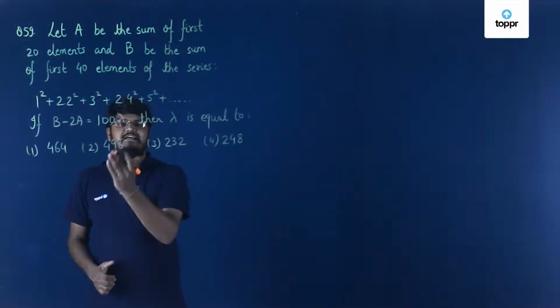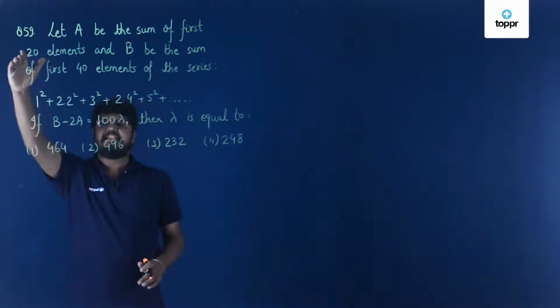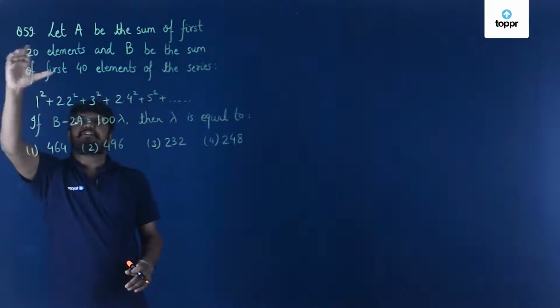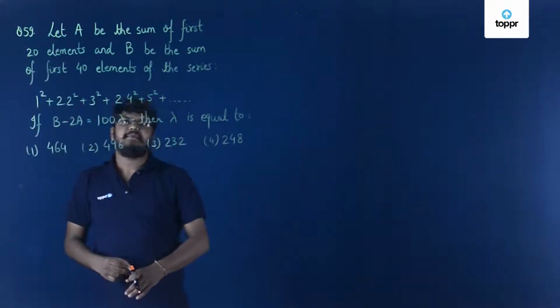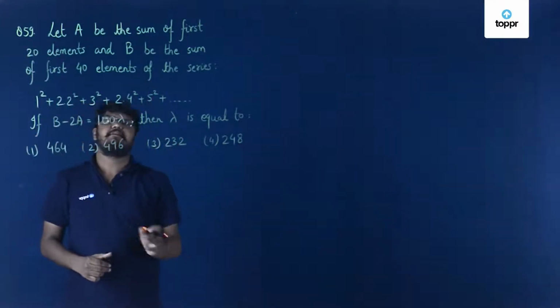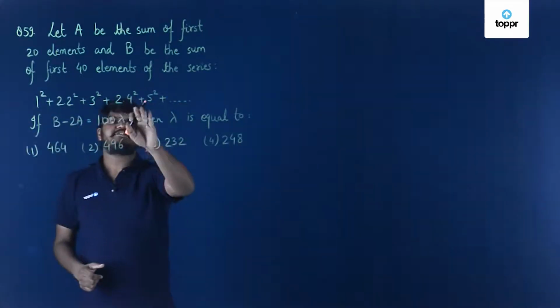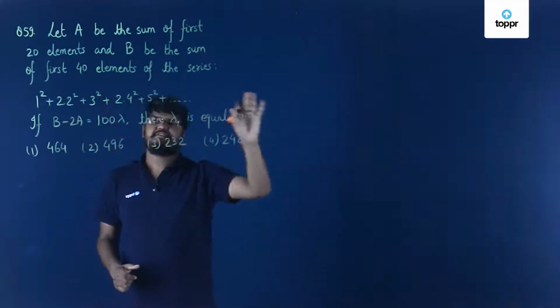Hey everyone, let us now take a look at question number 59 of set B of JEE Mains 2018. Well, the question is, let A be the sum of first 20 elements and B be the sum of first 40 elements of the series 1 square plus 2 into 2 square plus 3 square plus 2 into 4 square plus 5 square and so on.